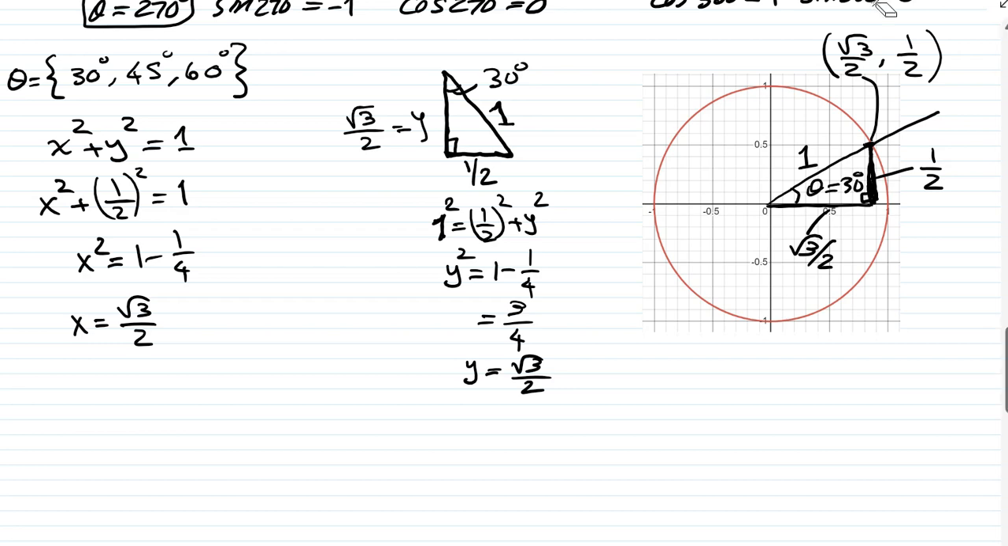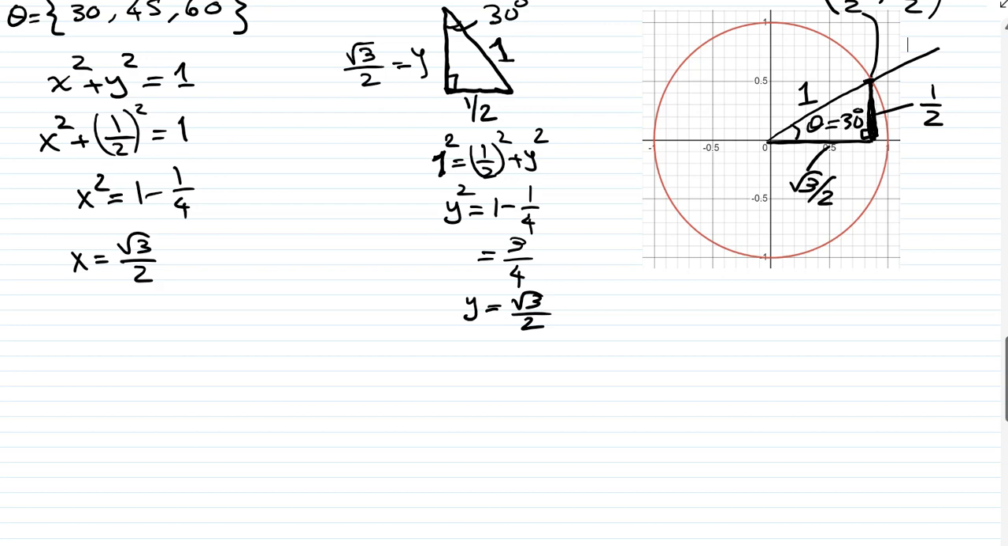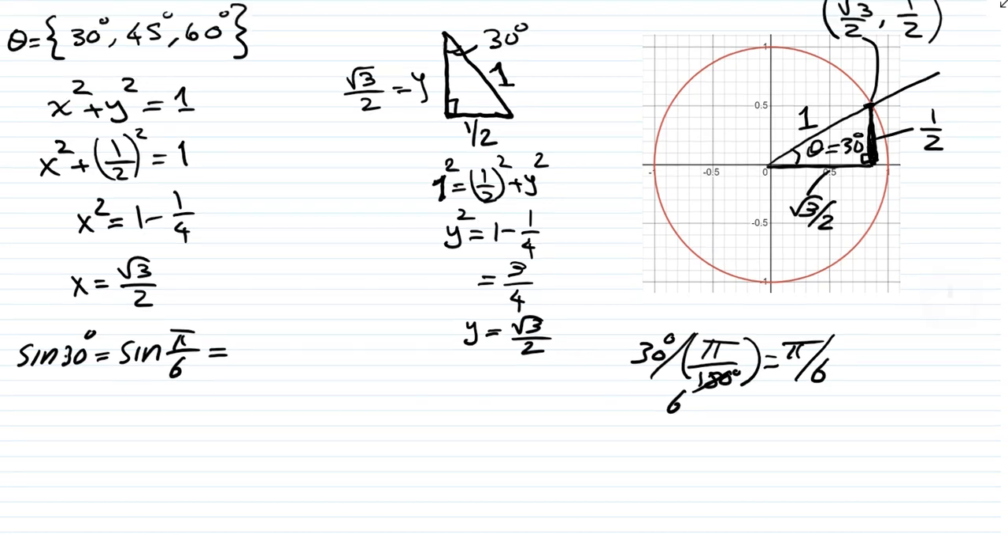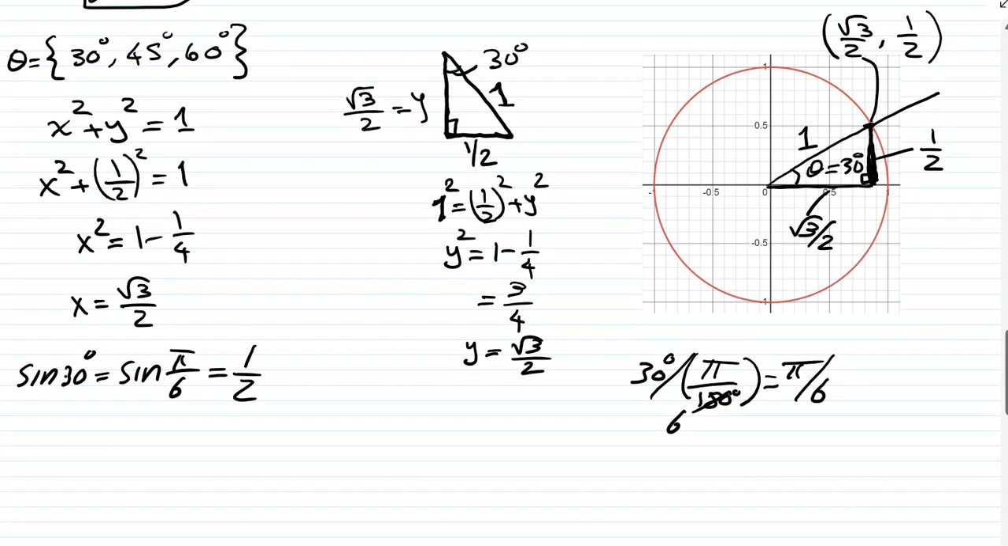And once I have that, then I can write all the trig functions of a 30-degree angle. So sine of 30 degrees, which in radians, 30 times pi over 180, is pi over 6. So sine of pi over 6 is going to be the y component, which is 1/2, right? And cosine of 30 is going to be the x component of that point on the unit circle, which is root 3 over 2. See that?